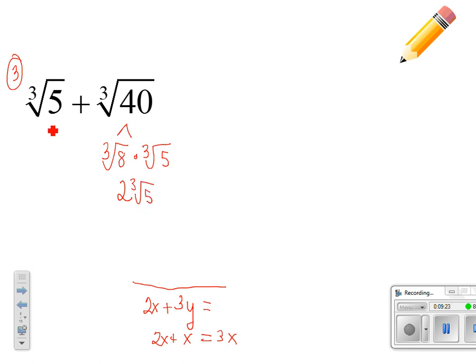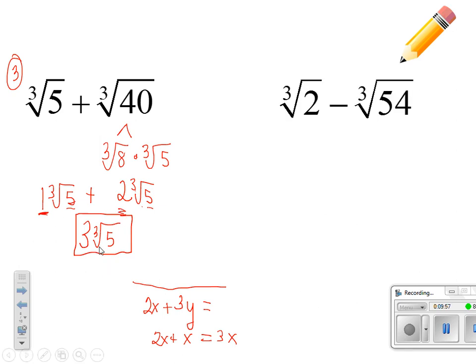Well, this one is already broken down to the fullest it can be, so we're going to leave it the cube root of 5. So now when I look at this problem, to me, this looks like I have 1 cube root of 5 plus 2 cube roots of 5, which would tell me I have 3 cube roots of 5. So now that their radicands are the same and their index is the same and they're identical to each other, I can add the outside numbers.